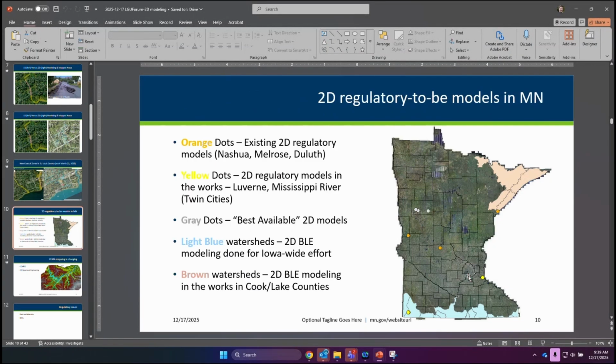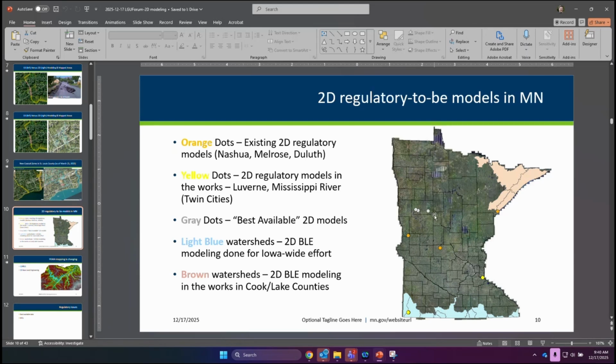Like I said before, many communities may have already been dealing with some 2D models at the local level based on local projects. We're starting to get some 2D models being regulatory around the state. So this slide shows a snapshot of where some of these FEMA-based 2D models are available or will be available around the state. These orange dots show where there are a handful of regulatory models that are effective. The yellow dots show where there are 2D models in the works, and they will be regulatory in the future.